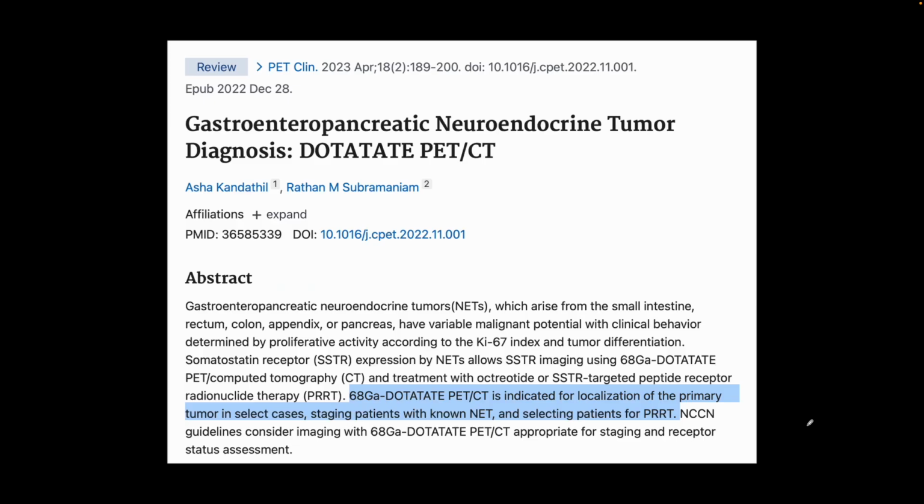Here is a related article, and in this review article, the authors say that gallium-68 dotatate PET CT is indicated for localization of the primary tumor in select cases, staging patients with known neuroendocrine tumors, and selecting patients for PRRT or peptide receptor radionuclide therapy.